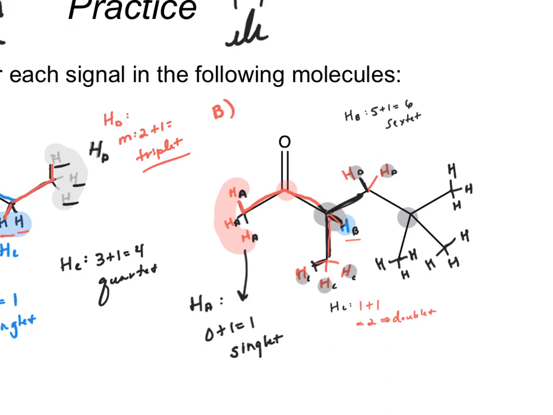And then same thing for HD. If we move HD up here, right? So HD, if we count, we've got 1, 2, 3. If we go the other way, 1, 2, 3, 4, doesn't count. So HD will also just be 1 plus 1, which is 2, which is a doublet.